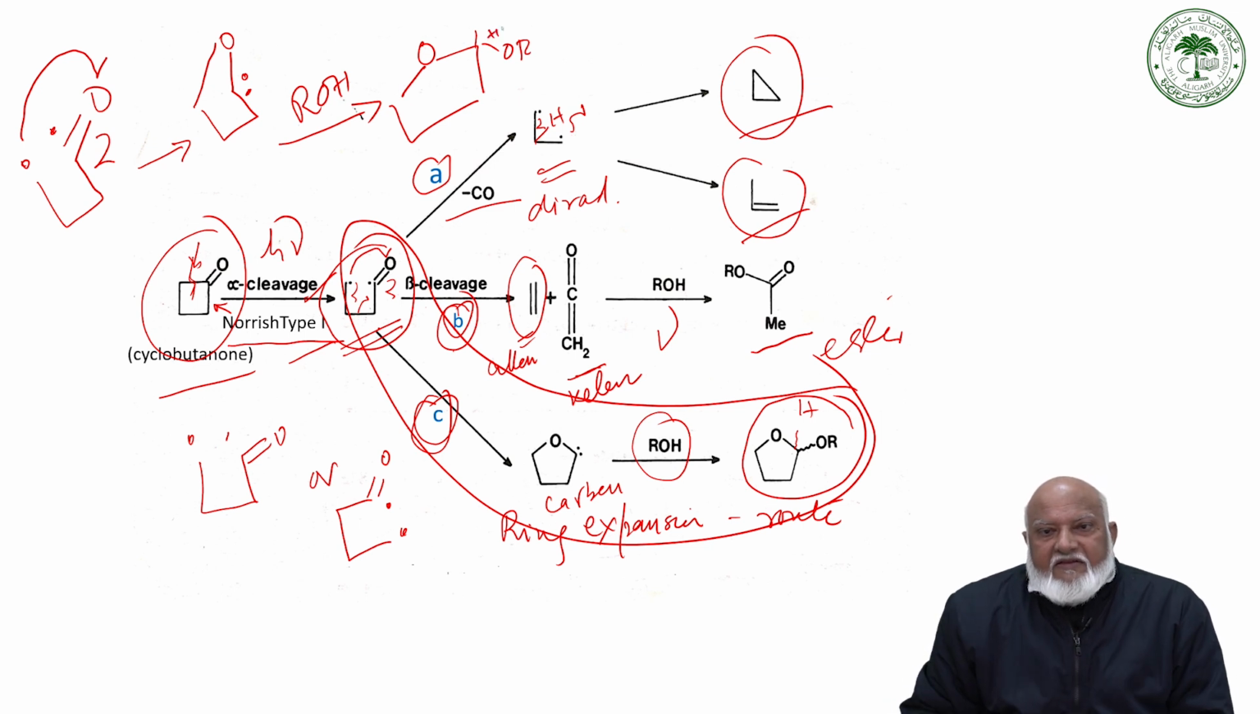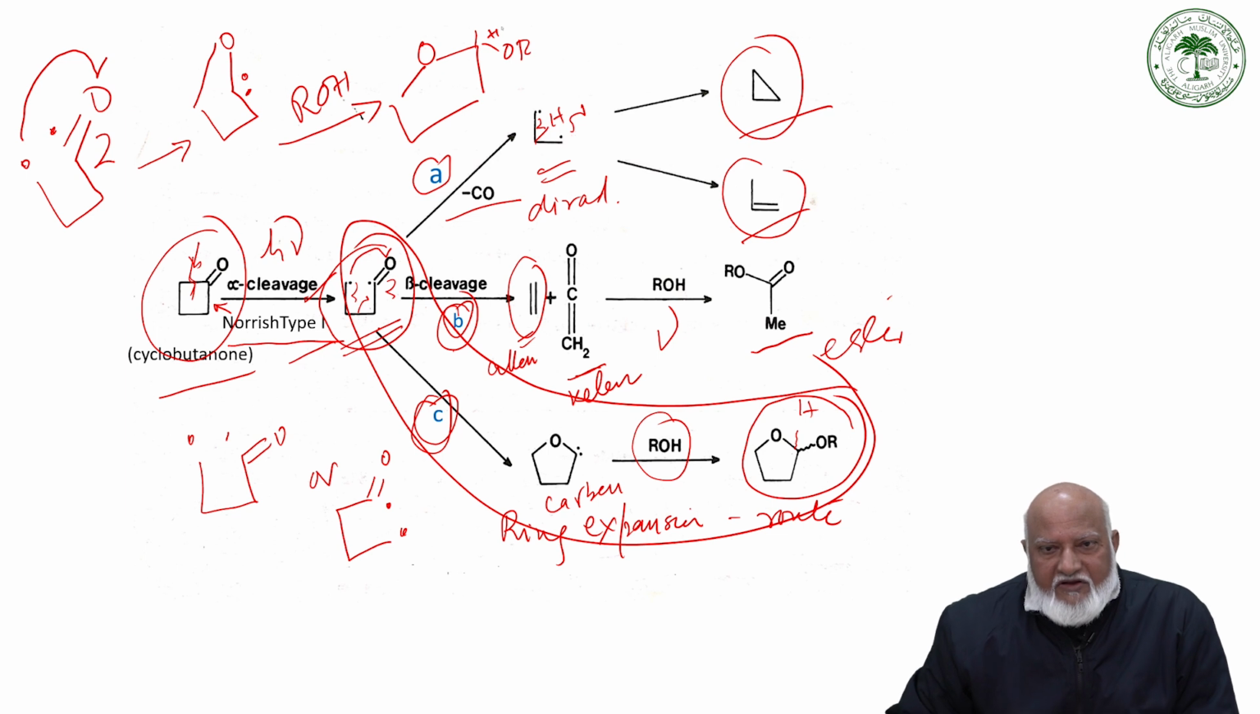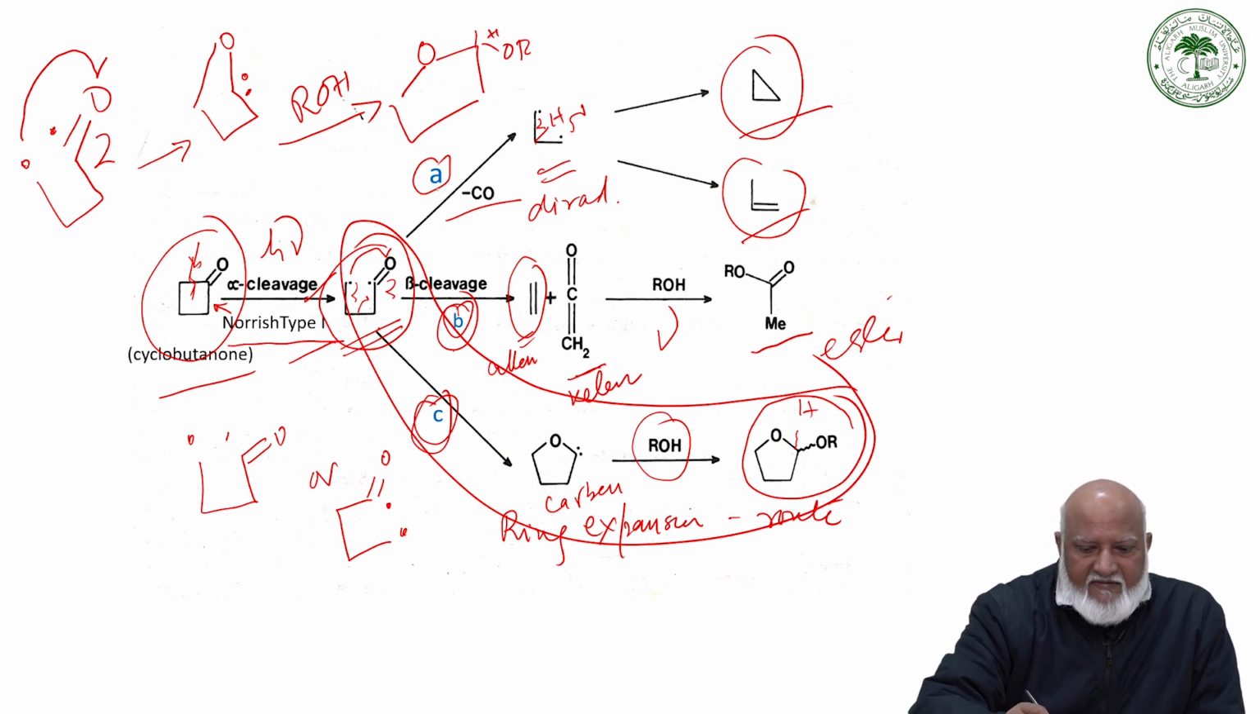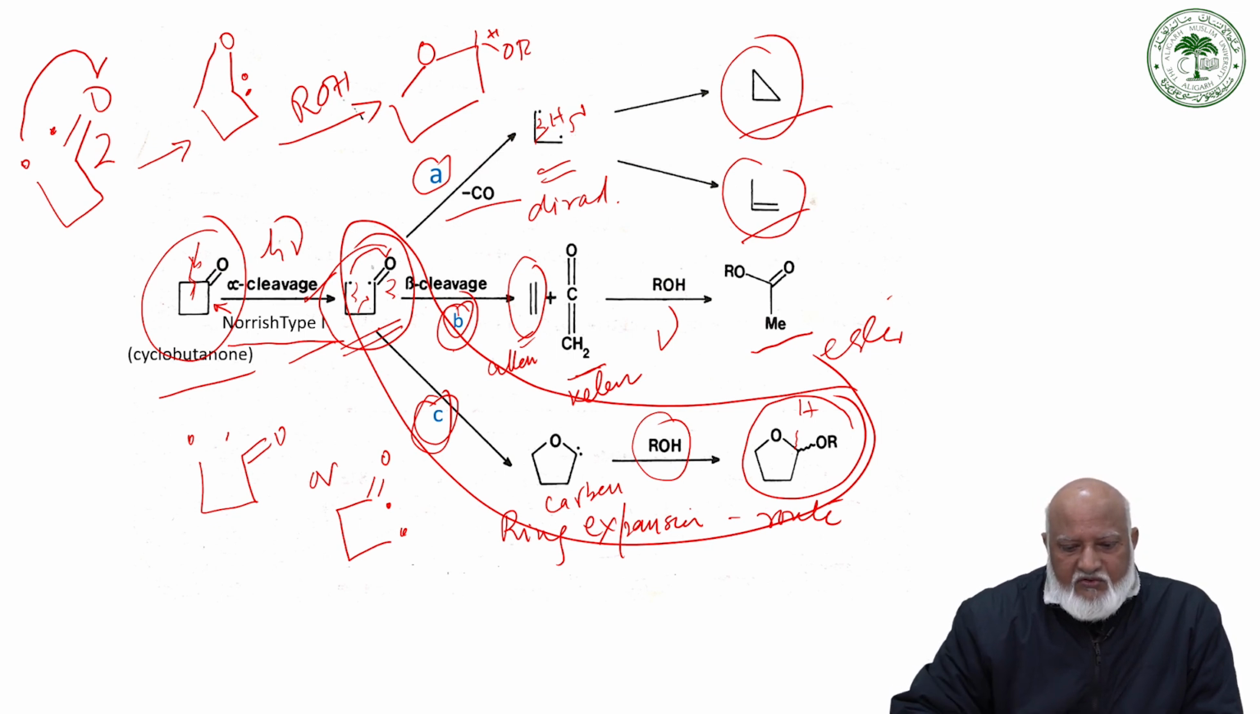So just to summarize here, the cycloalkanone undergoes three different types of photoreaction. First step is as usual.